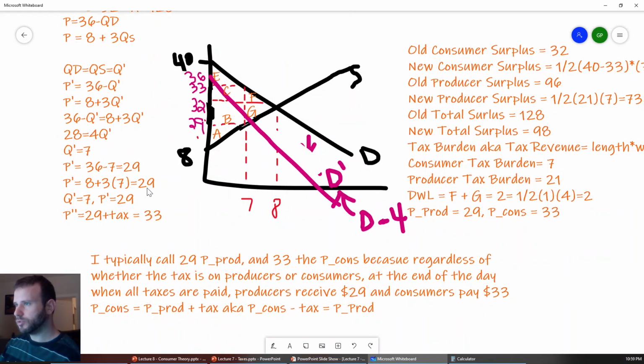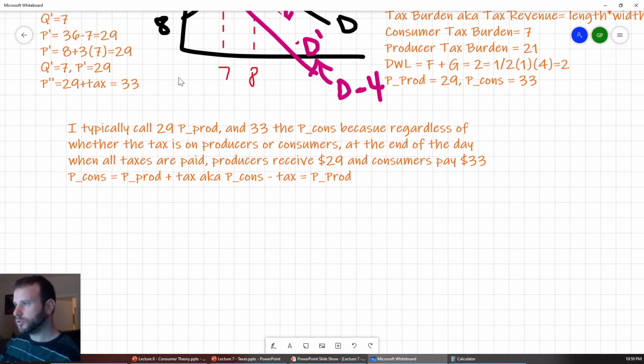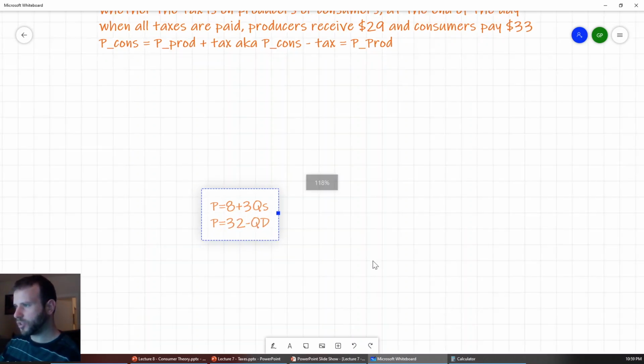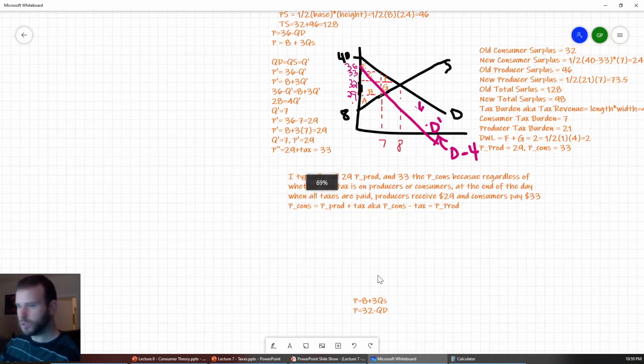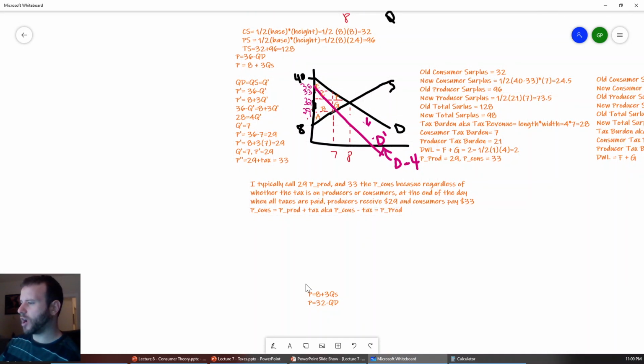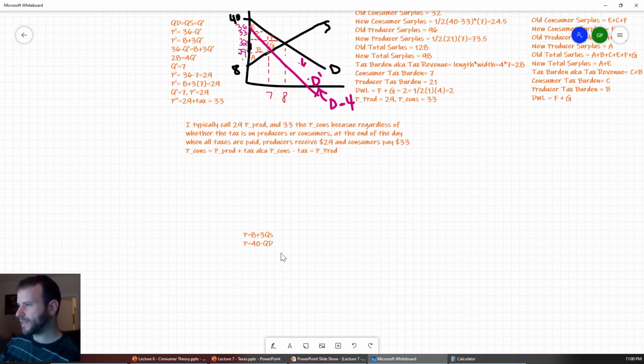Let's find the original. So we have P equals, before it was 8 plus 3QS, and P equals 40 minus QD, right? That was the original equation before any tax.